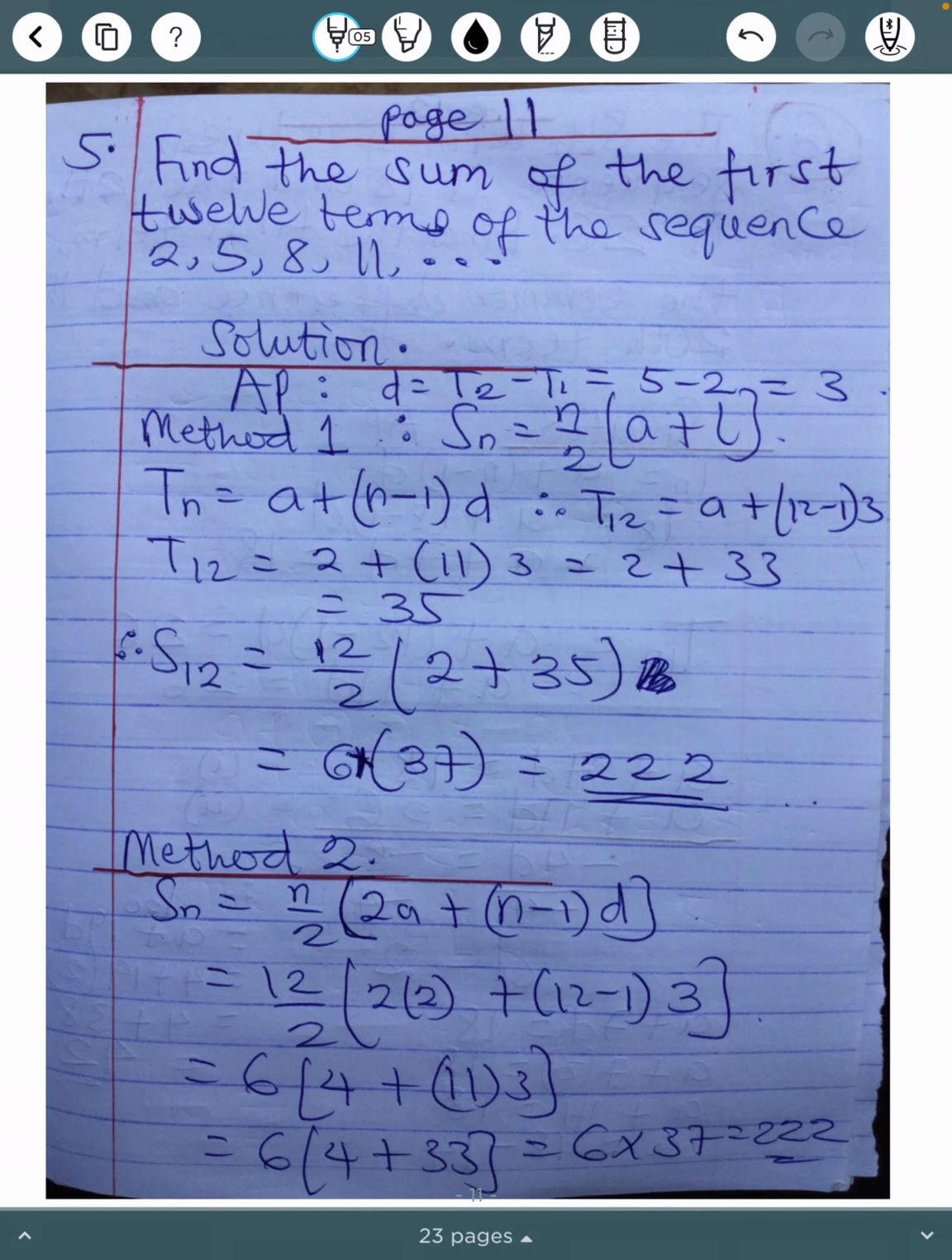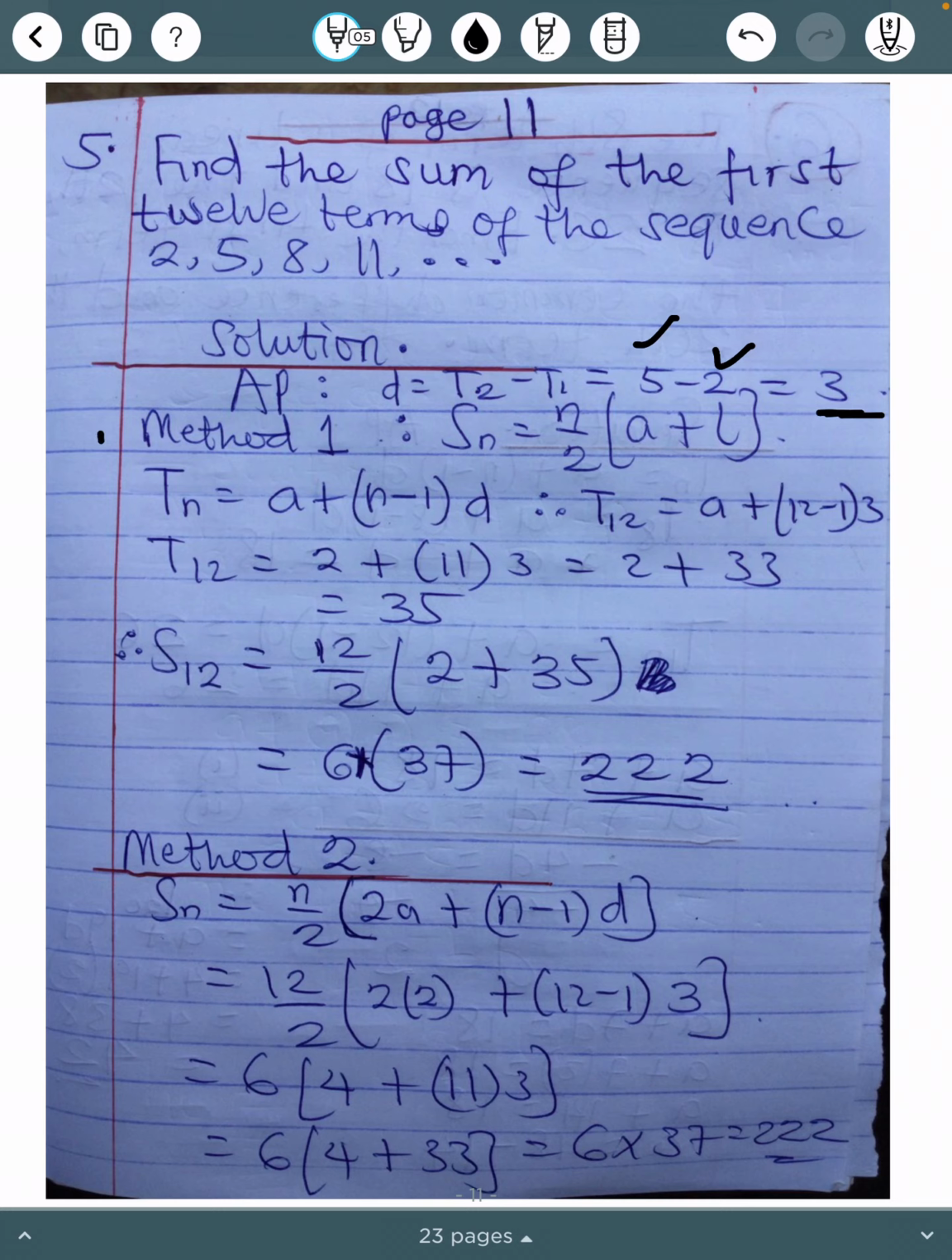Look at question 5. Find the sum of the first 12 terms of the sequence. This sequence has the first term as what? 2. And it has the second term as what? 5. So that means T2 minus T1 will give you what? 3, common difference. Now, if you want the sum of the first 12 terms, you can easily get the 12th term.